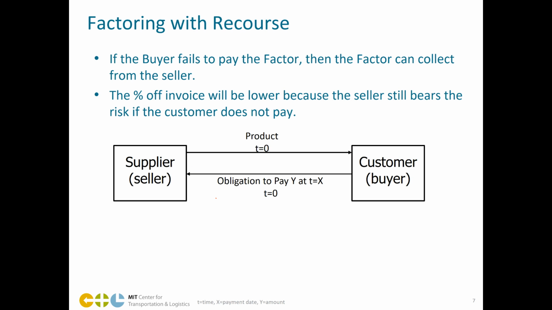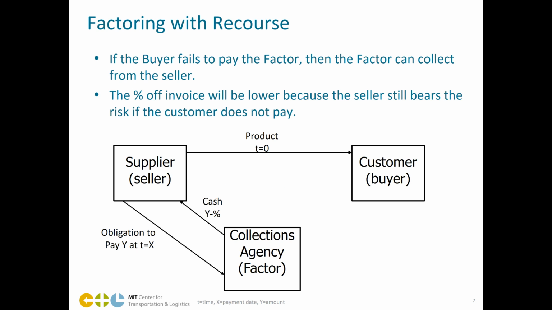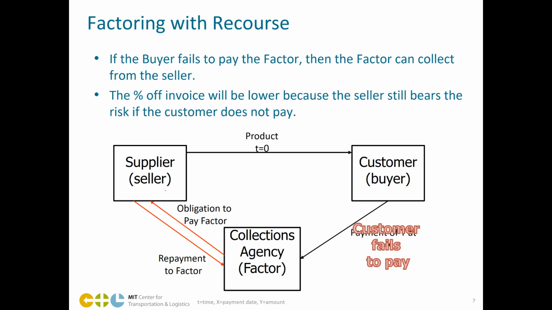Let's look at how that works out using this example as I've portrayed before. We have a third party, the factor, in this case a collections agency. They've made arrangements to buy that obligation to pay Y at time X from the supplier, and their intention is to collect from the customer. But the customer fails to pay. In this case, when they have factoring with recourse, they go back to the seller, and the seller has an obligation to pay the factor, and they repay that factor. Of course, the terms, how much, the timing, that's subject to the agreement that is created between the seller and the factor.